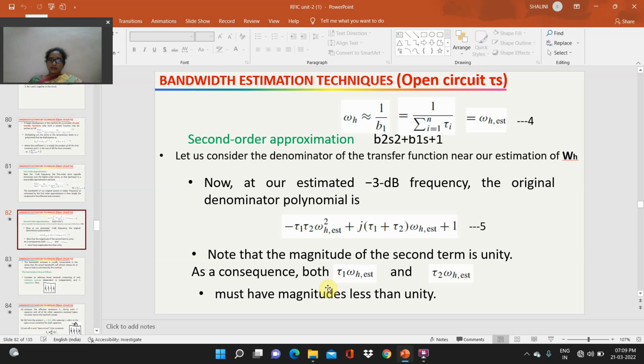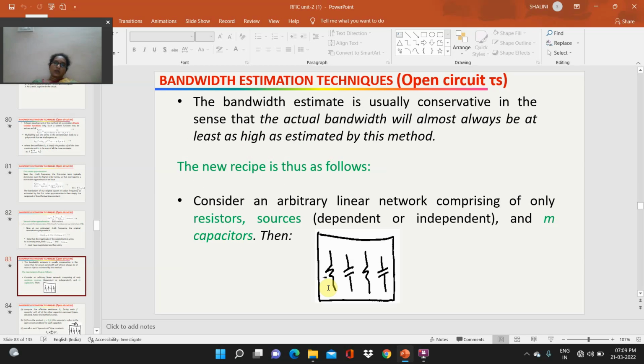As a consequence, both tau 1 omega H,est and tau 2 omega H,est must have magnitude less than unity. So the bandwidth estimate is usually conservative, in the sense that the actual bandwidth will almost always be at least as high as estimated by this method. The new recipe is thus as follows.